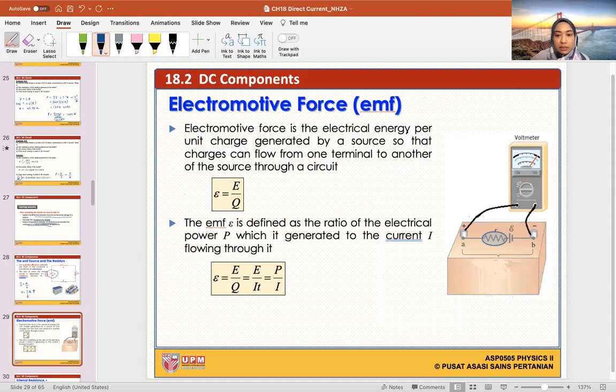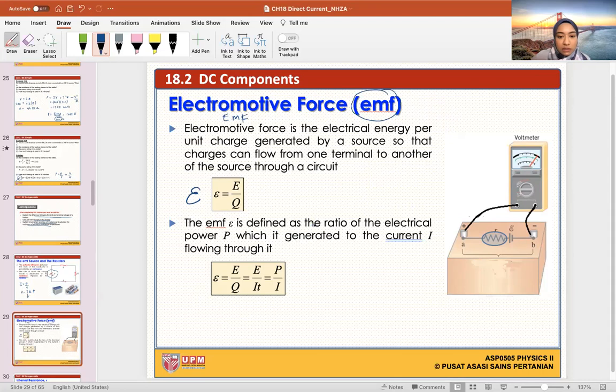Electromotive force is the electrical energy per unit charge, so E over Q. The symbol for electromotive force, or EMF, is drawn like this. I don't know what the Greek Latin name for this is, but this is how you draw it. It is energy per unit charge, so it is the energy required to force the charge to flow, because that is what the battery does. It gives the force necessary to move the charge.